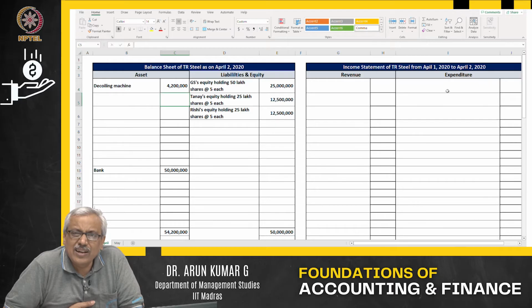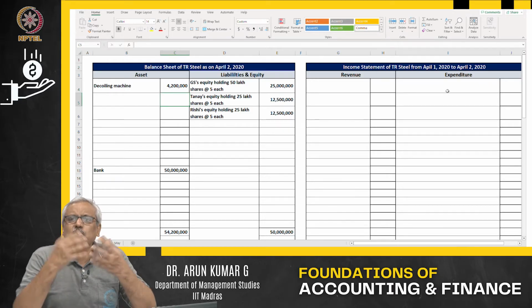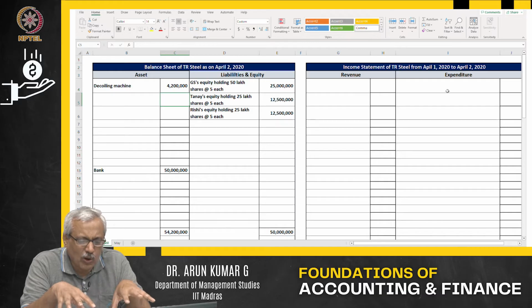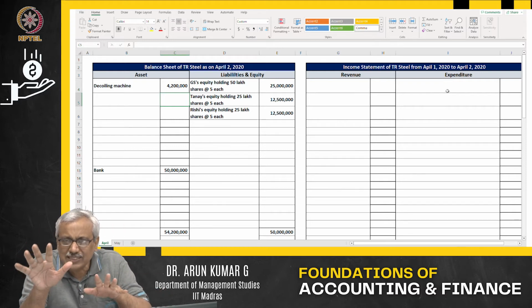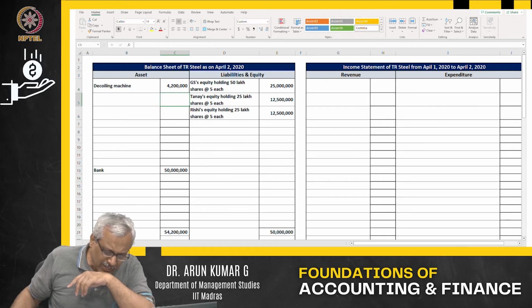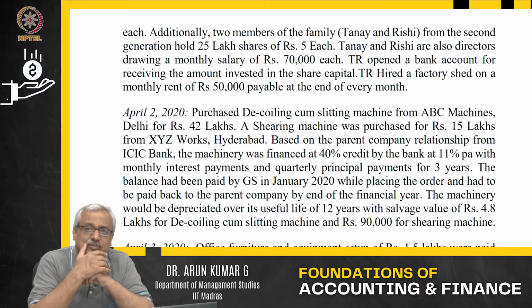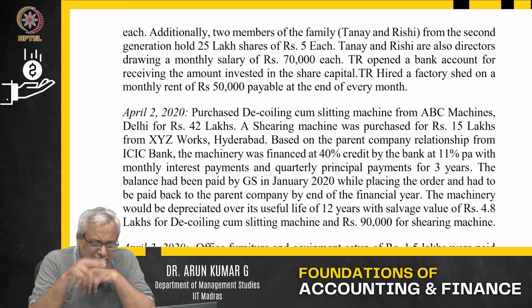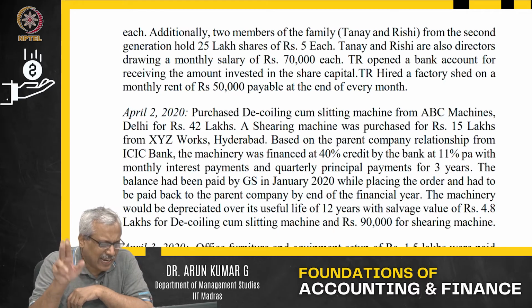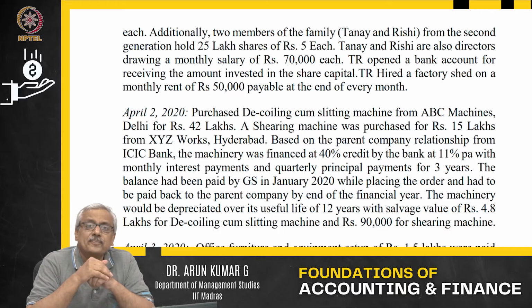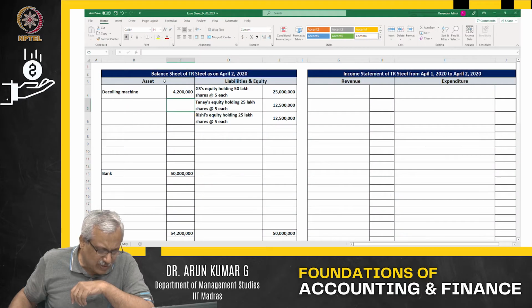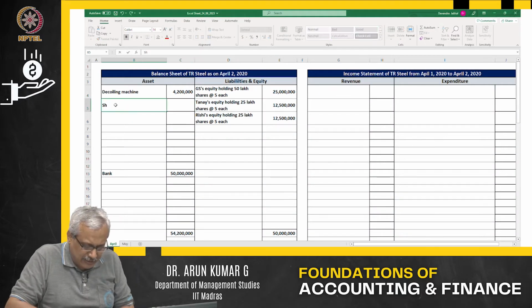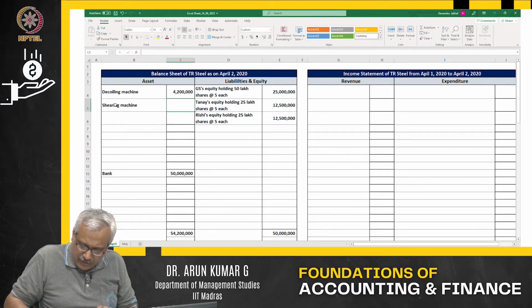Now, you might argue, sir, for every transaction there are 2 parts, 2 out of the 4, that is asset, liability, revenue, expenditure, will have to be affected. So you have written asset. What is the other one? Just wait, we will come back. I go back and read the statement further. A shearing machine was purchased for 15 lakhs from XYZ Works, Hyderabad. So one more machine is purchased, and one more asset is created. So, let us create an asset, shearing machine, for 15 lakhs.